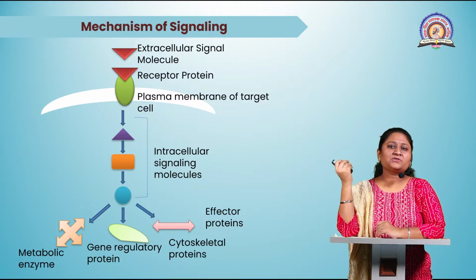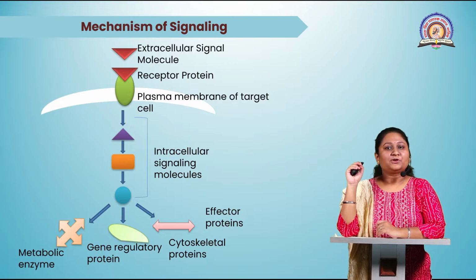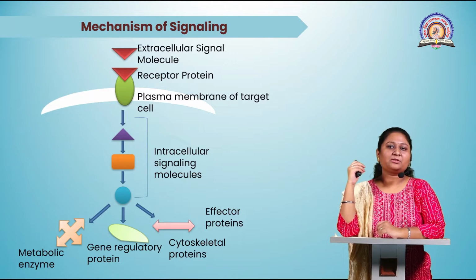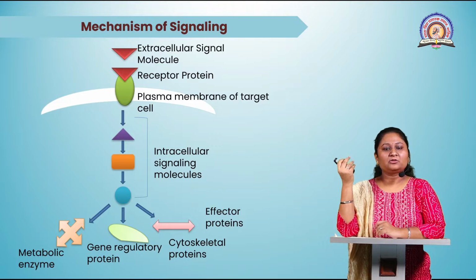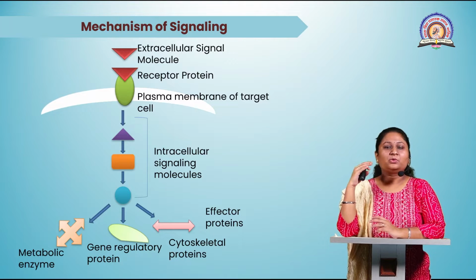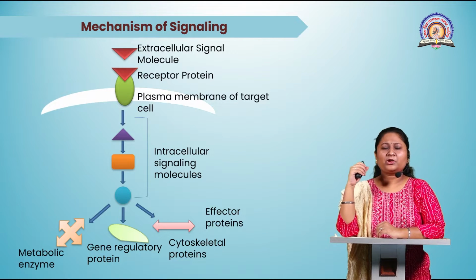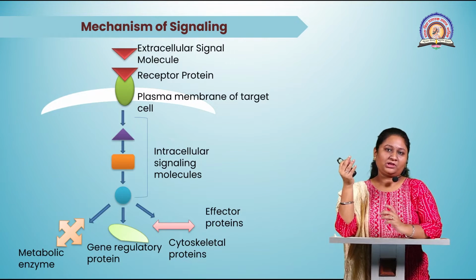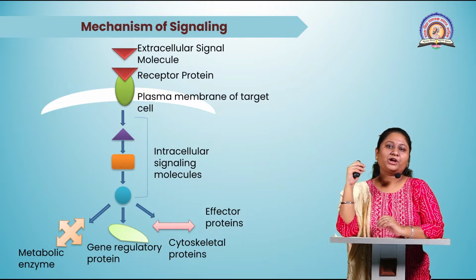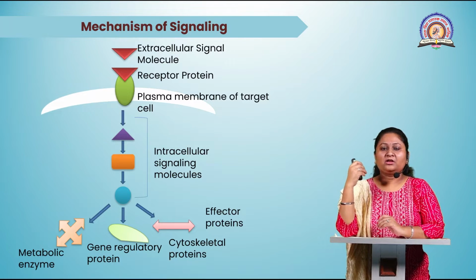The effector proteins or the effector part of the cell can be different. If your signaling molecules go and bind to a metabolic enzyme, as we know, metabolic enzymes bring about changes in the metabolic processes, like different metabolic cycles. So metabolic changes or regulations will be done. When a signal goes and binds to gene regulatory proteins, that is the proteins involved in gene manipulation, genetic level changes will be taking place in the cell. And when the signaling molecules go and bind to your cytoskeletal proteins, as we know, cytoskeletal proteins are required for effective support to our body or support to the cells.